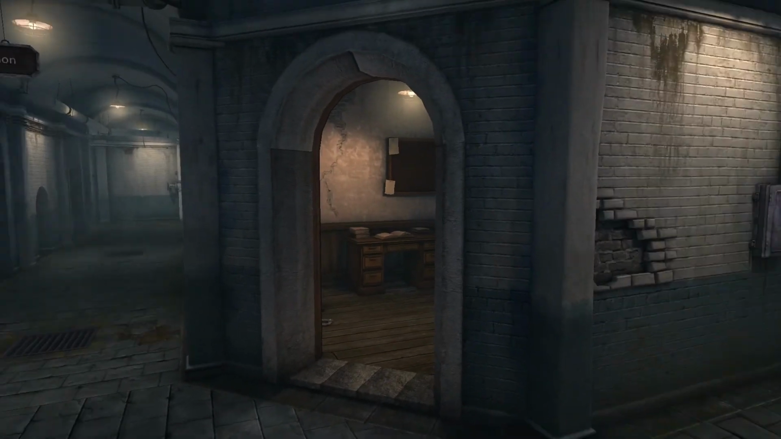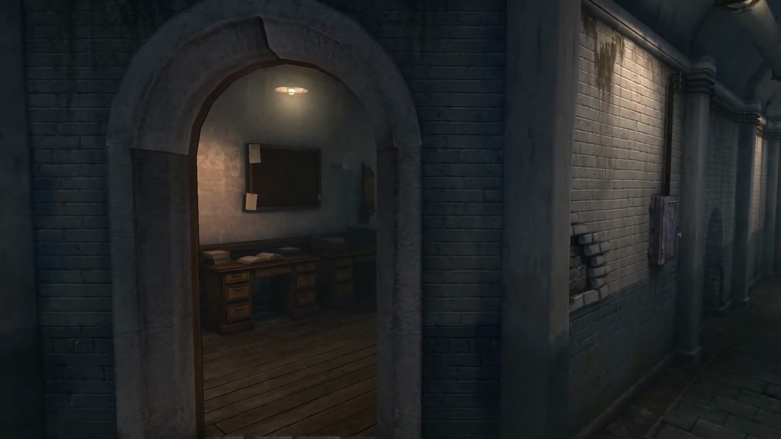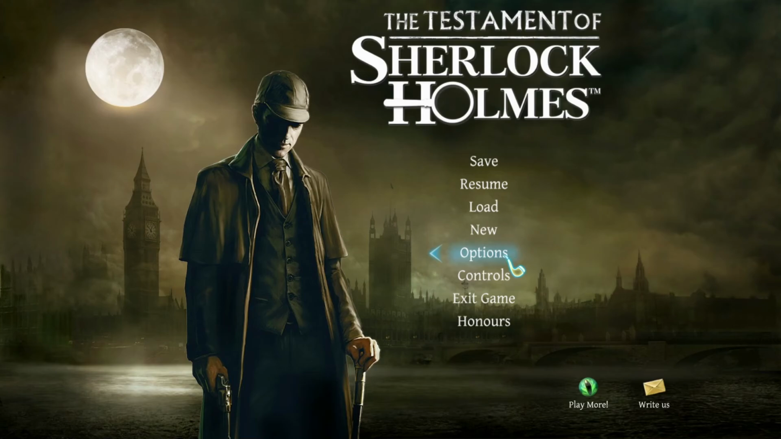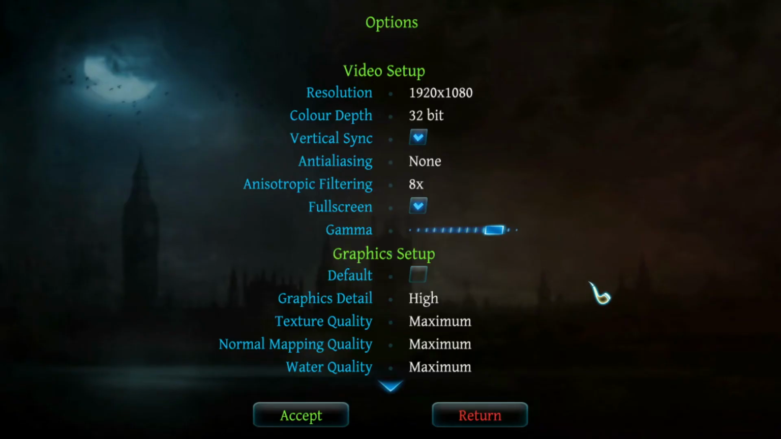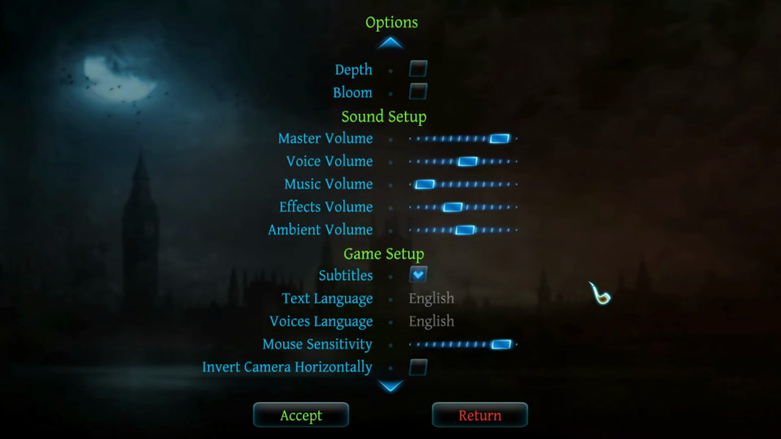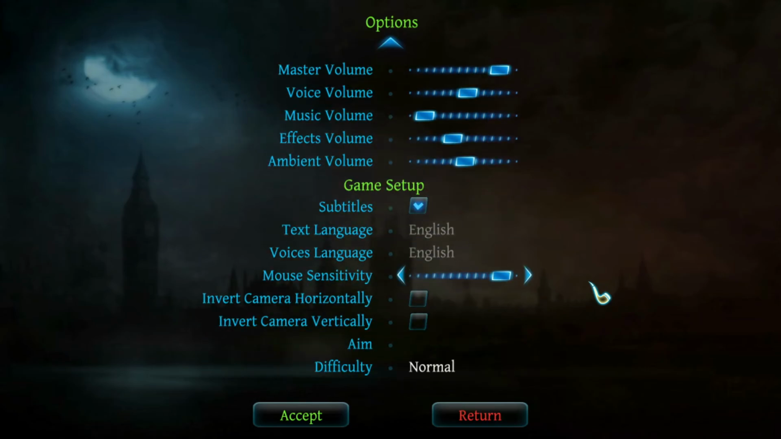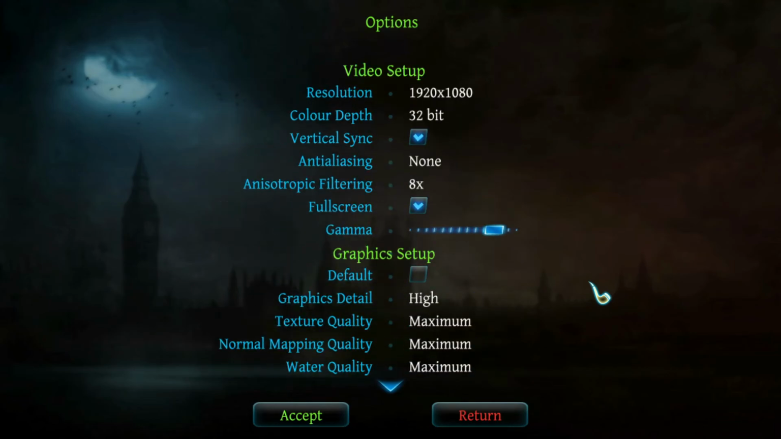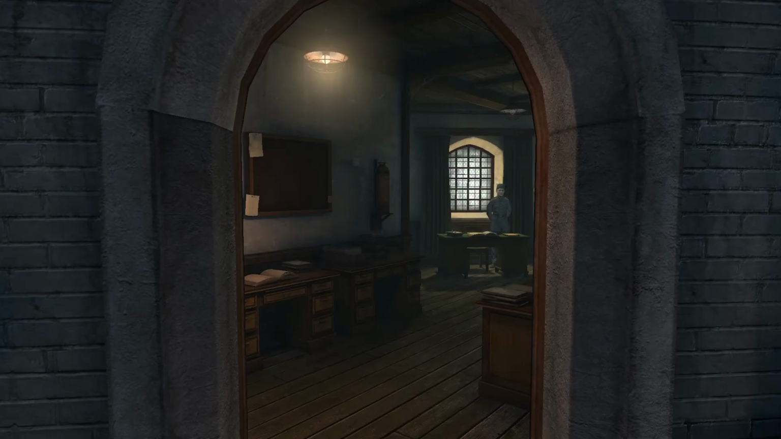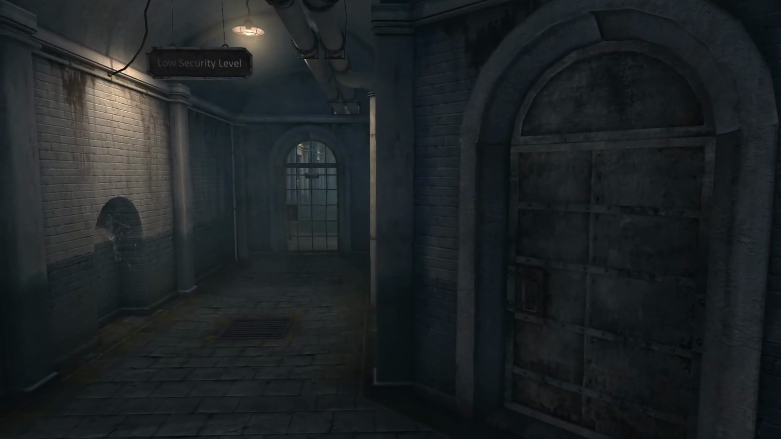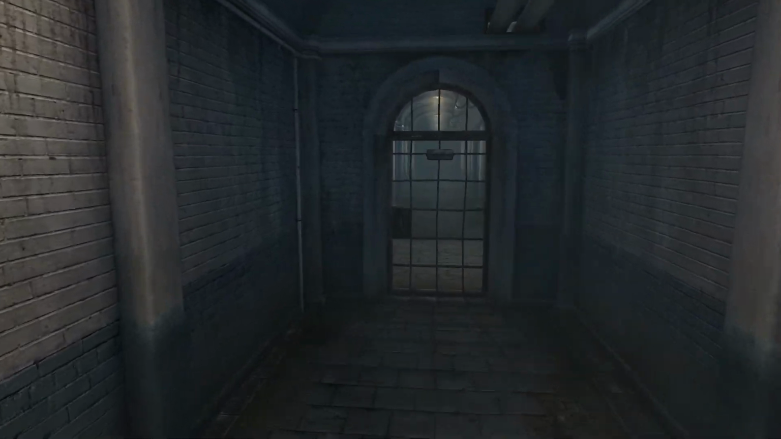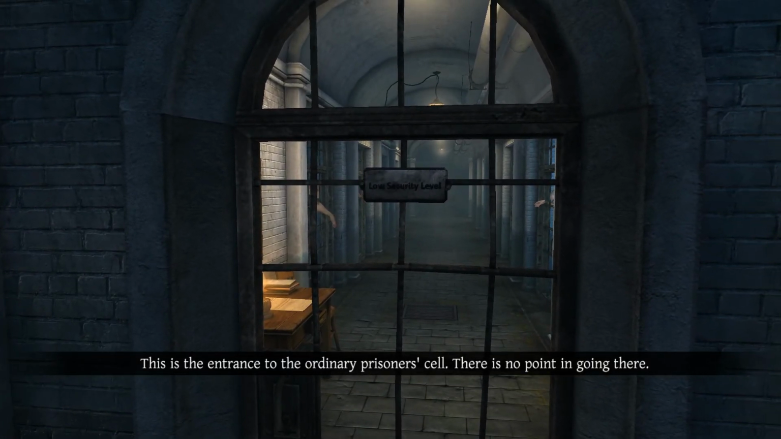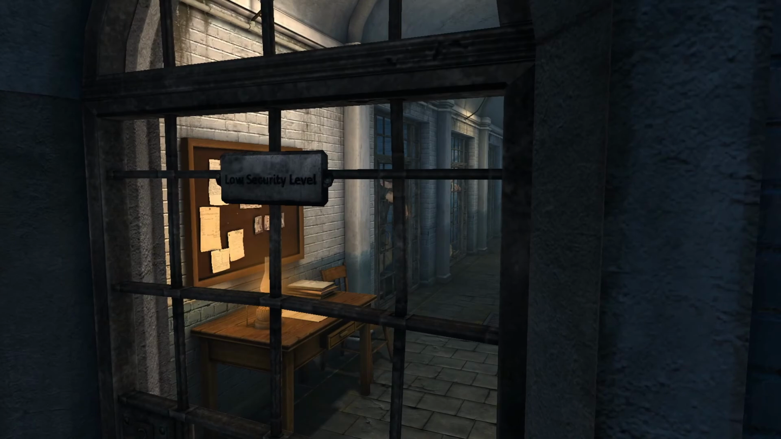Administration. Low security level. High security level. Seriously, is there any way to take that off? I guess no. I'll take a little look-see around what we can find. Can I enter here? This is the entrance to the ordinary prisoner's cell. There's no point in going there. Okay.